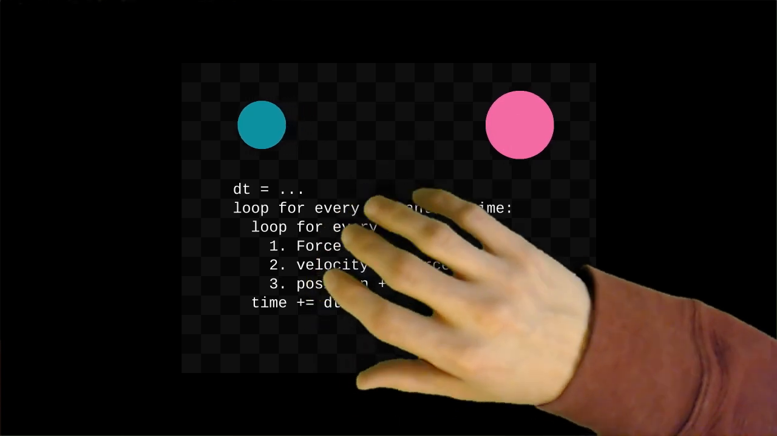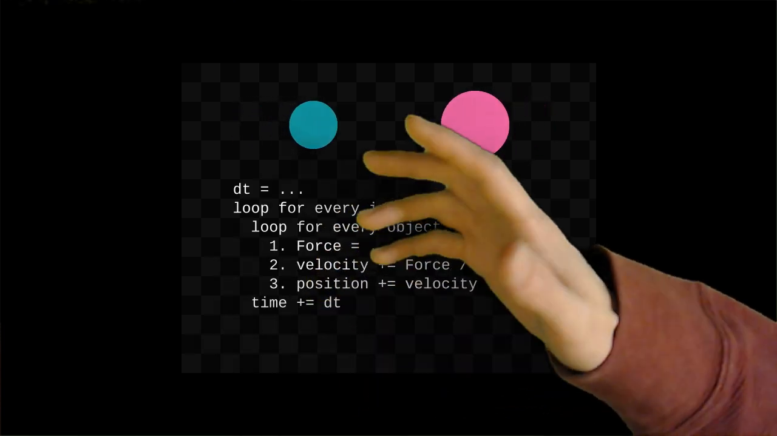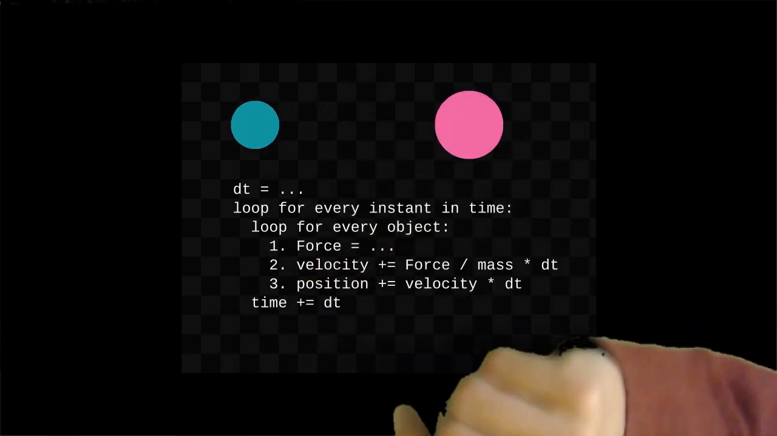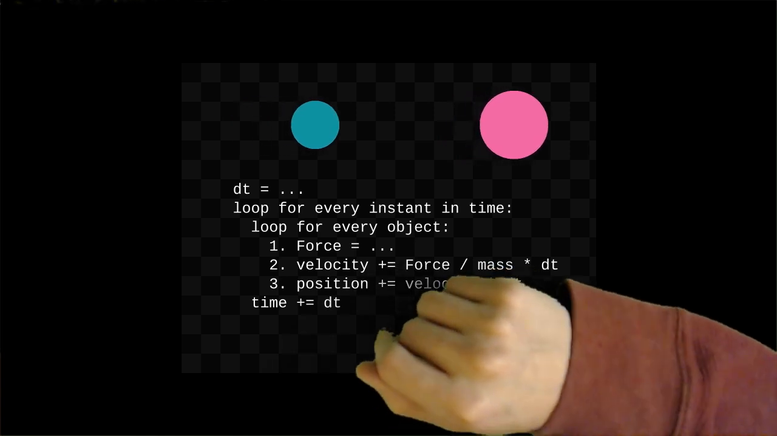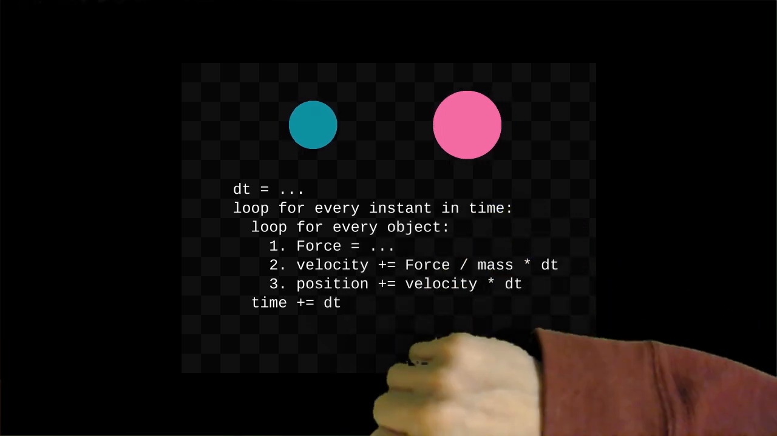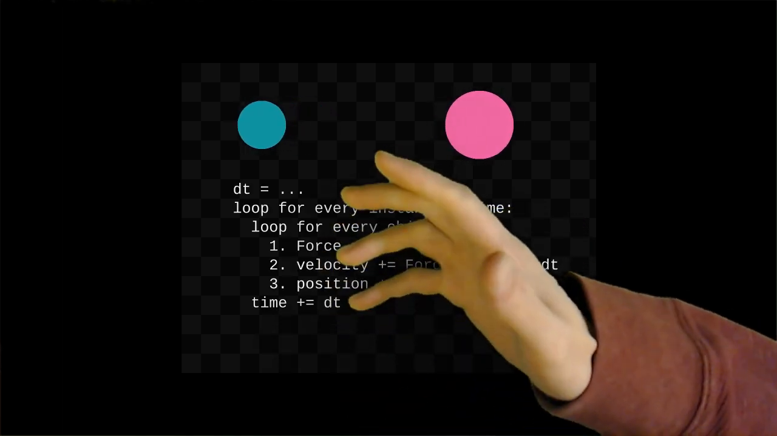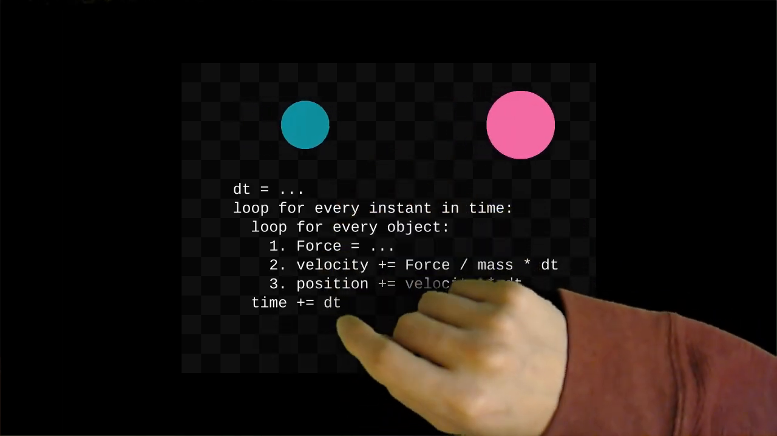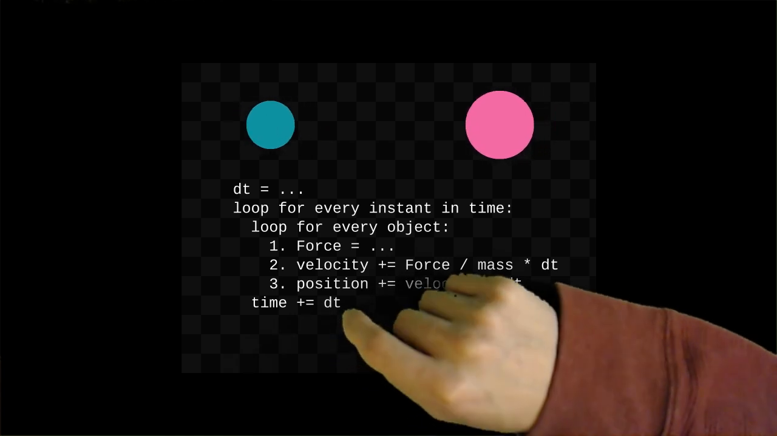Now, if that was all there was, the universe would be a pretty boring place. But luckily, things in the universe can influence each other. Objects can collide, they can push and pull using gravity or magnetism. The way that objects interact is called a force.